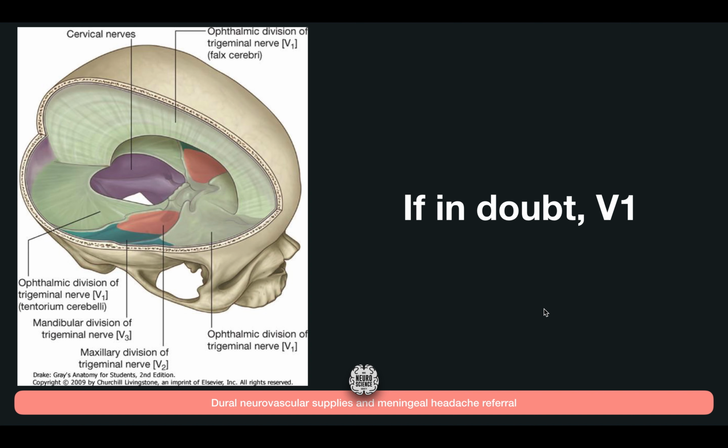V1. So this is from Gray's. This is supposed to be colour coded. I think it looks really ugly, these colours. I'm not sure why they chose them. But this sort of lime green colour, or something, is all V1.